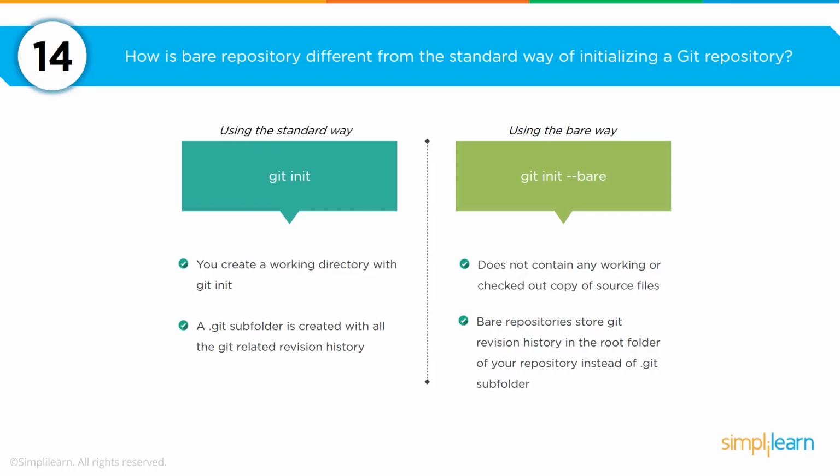So it would be git init --bare, and it does not contain any working or checked out source files locally on your machine. In addition, the revision history is stored in the root folder versus a subfolder that you would have with the normal git init initialization.